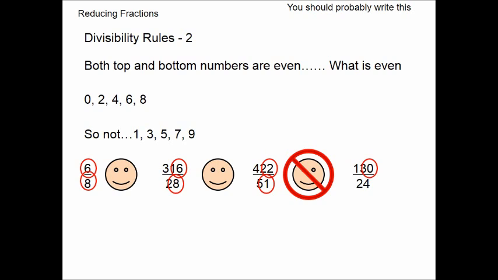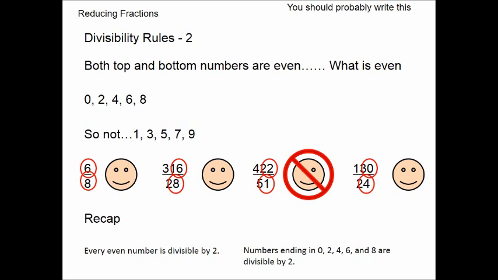So this last one, 130, you have the 0, so that makes it even. And then we have 24, so the 24 ends in a 4, so 4 is even. So again, both of these are divisible by 2. So that means they're divisible. Recap. So these are more the textbook definition thingies. Every even number is divisible by 2. So numbers ending in 0, 2, 4, 6, 8 are divisible by 2.